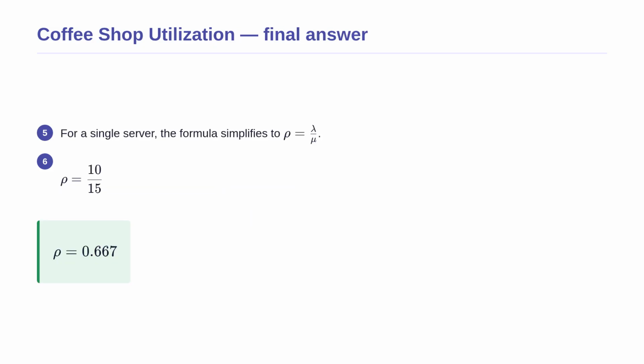Continuing with our coffee shop calculation, we plug our numbers into the utilization formula. For a single server system, the formula simplifies to just the arrival rate divided by the service rate. We divide 10 by 15, which simplifies to 0.667. This means the barista is busy about 66.7% of the time. The rest of the time, they are idle. Because this utilization factor is strictly less than 1, we know the system is stable, and the waiting line will not grow infinitely long over time.